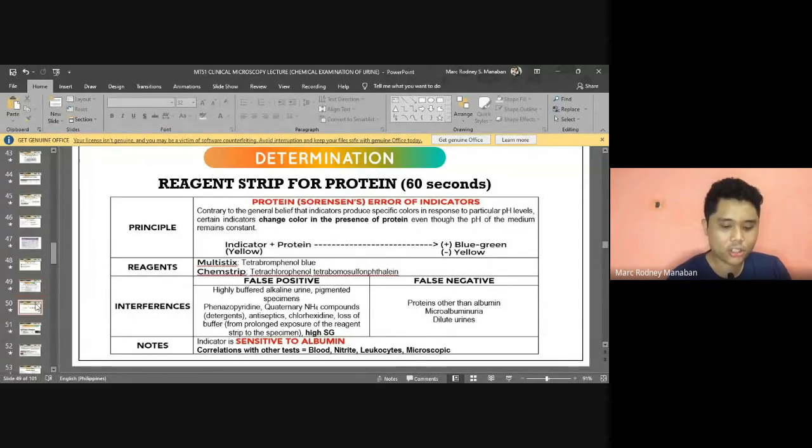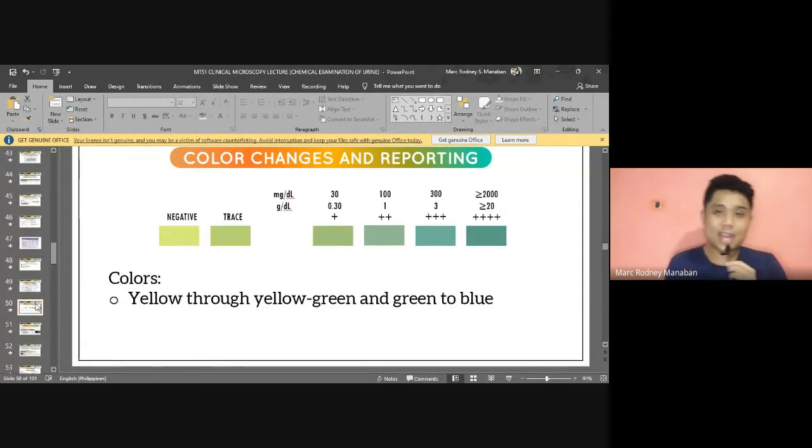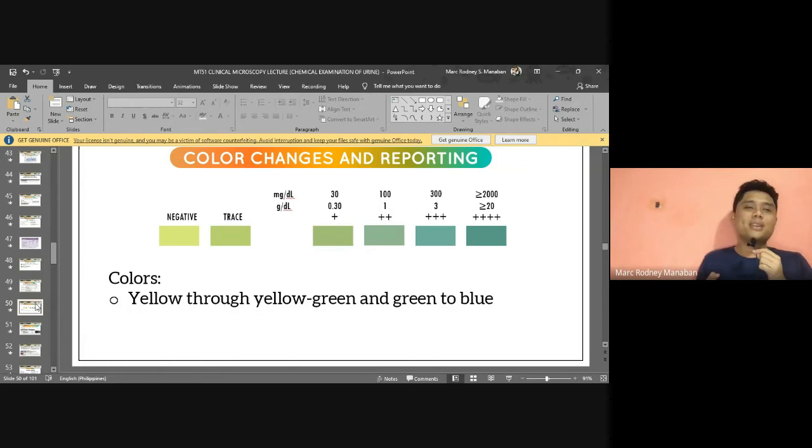All right. Now, what are the color changes? As you can see, yellow through yellow-green, and green to blue. As you can see, again, the more protein there is, the darker the color. All right. Because again, as we have mentioned, protein takes up your H plus ions. So in a way, your reagent becomes alkaline. Therefore, the color becomes darker.